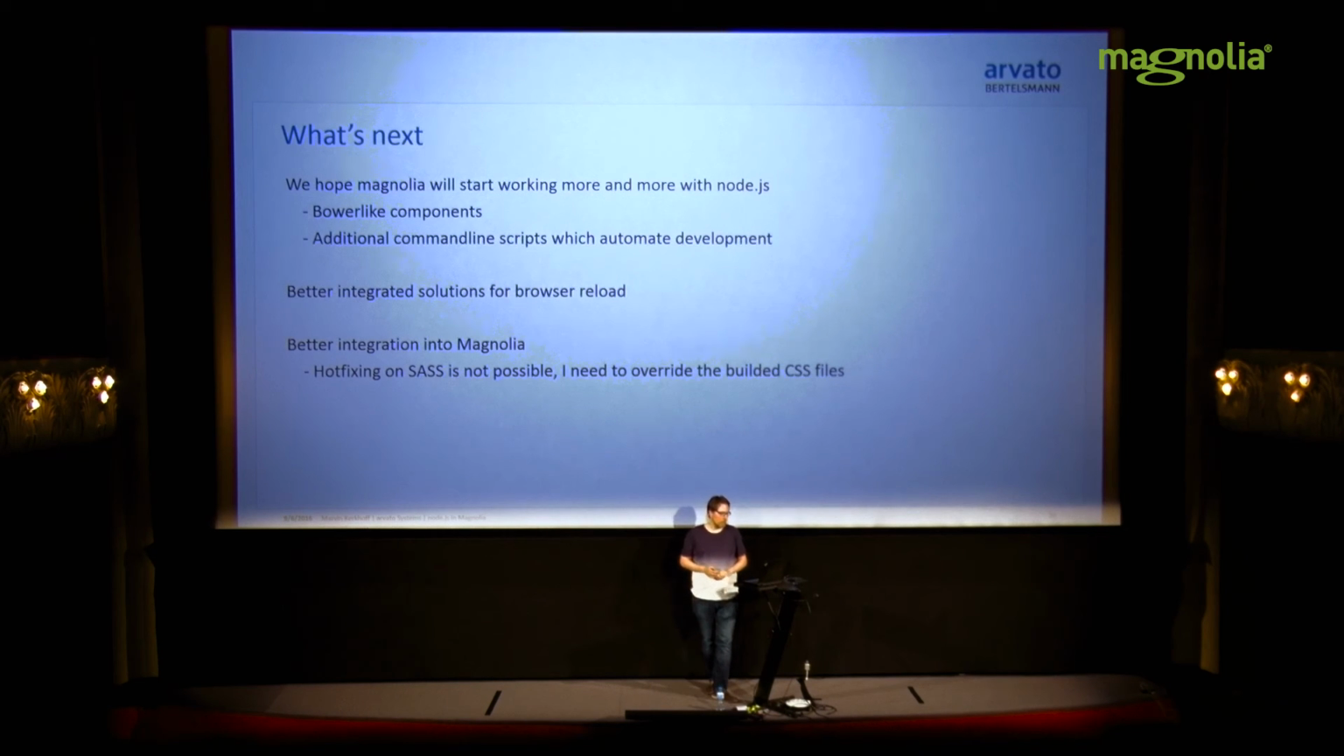But first, I want to say what's next, because I think a lot of people will miss something here. I also talked with Toffer about some things, and we got this browser reload running, but it is not that well integrated. It could be better. I hope Magnolia will provide more automated NPM tasks that you can run, for example an automated NPM task for i18n properties, which merges all that into one file.